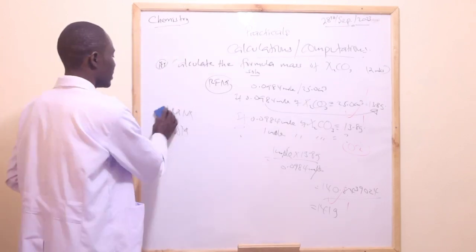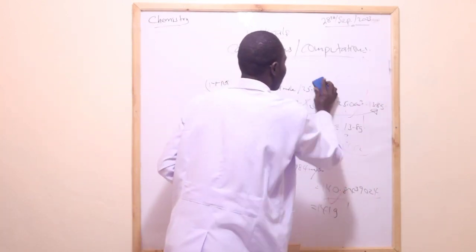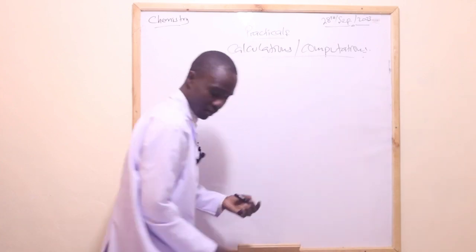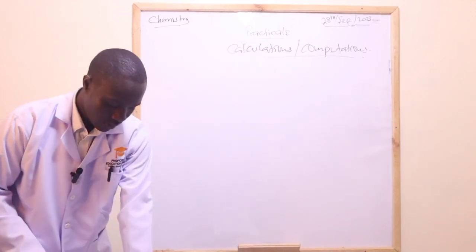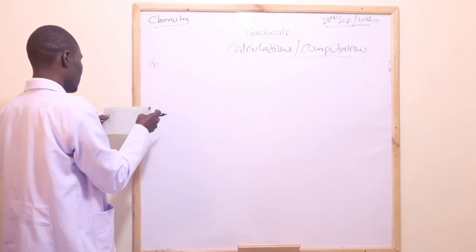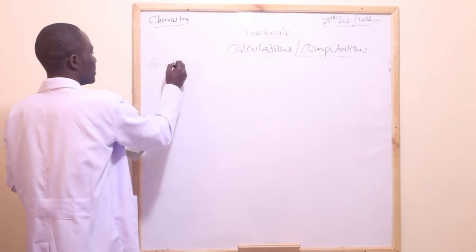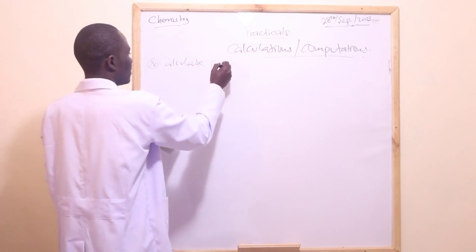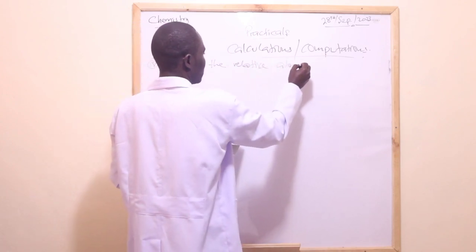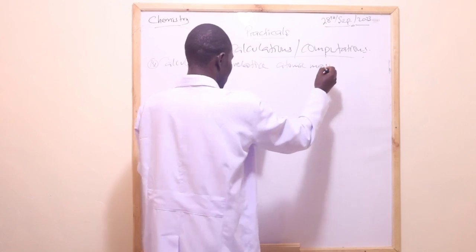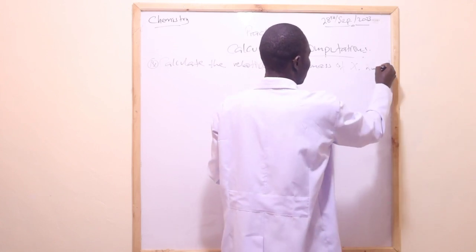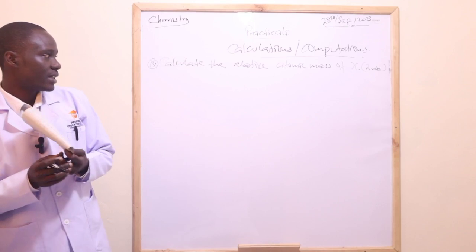Allow me to rub off this one. Now, the last question in Roman 4 states: calculate the relative atomic mass of X. This carries 2 marks. Calculate the relative atomic mass.